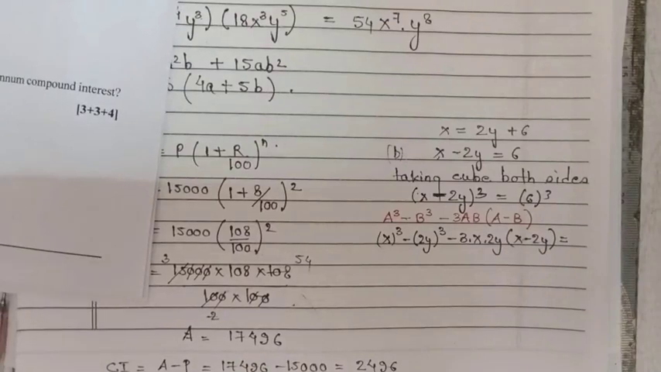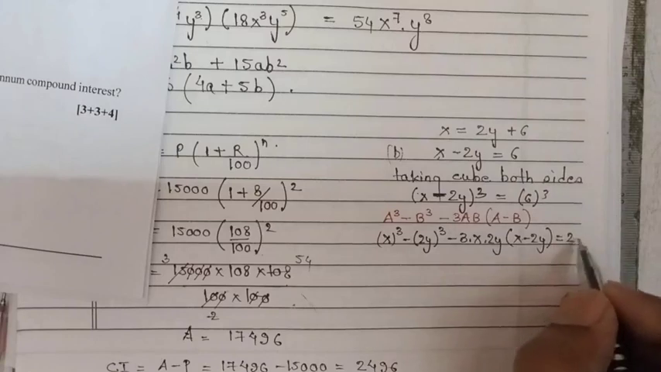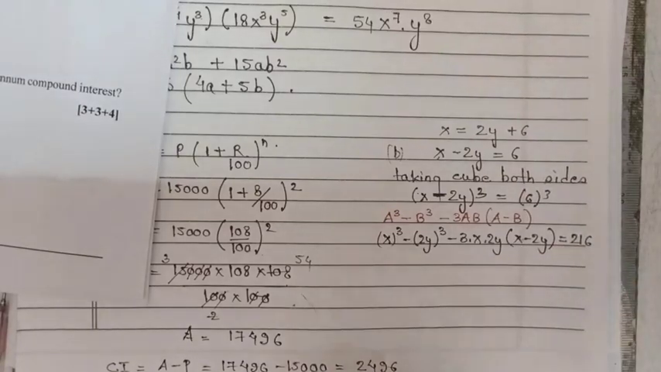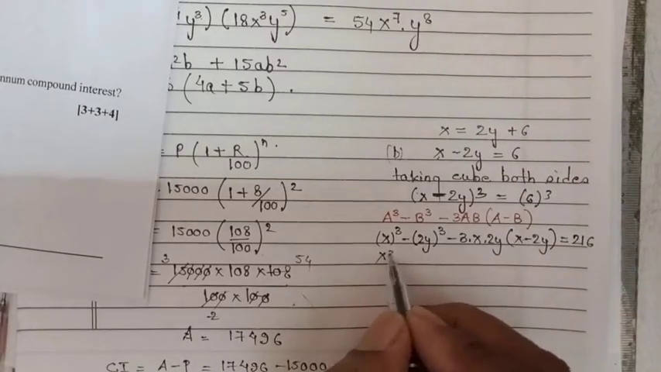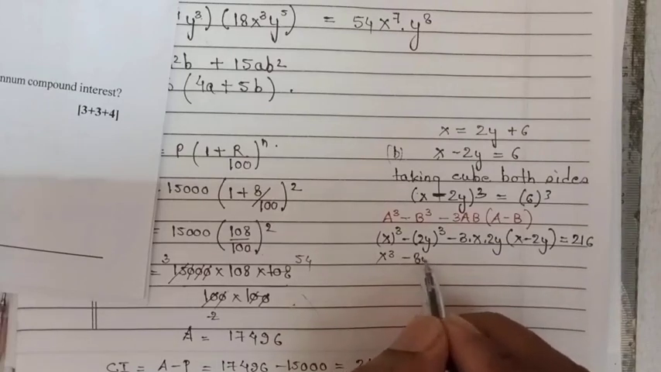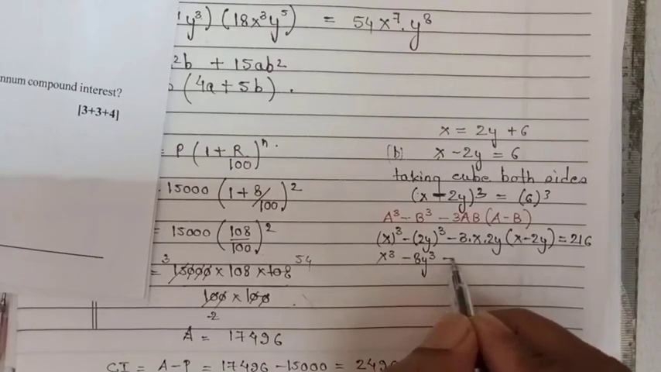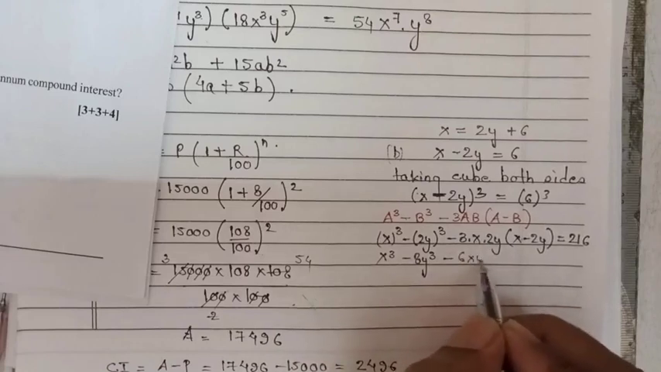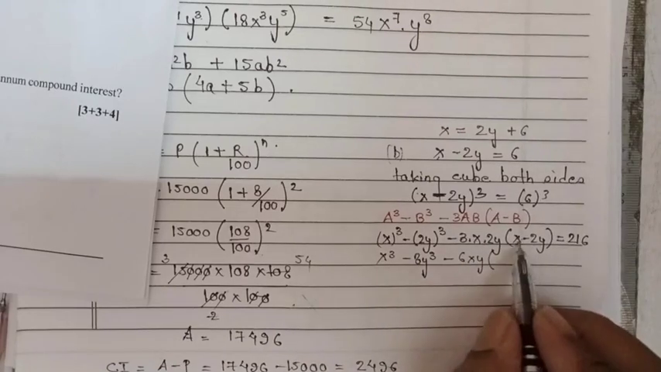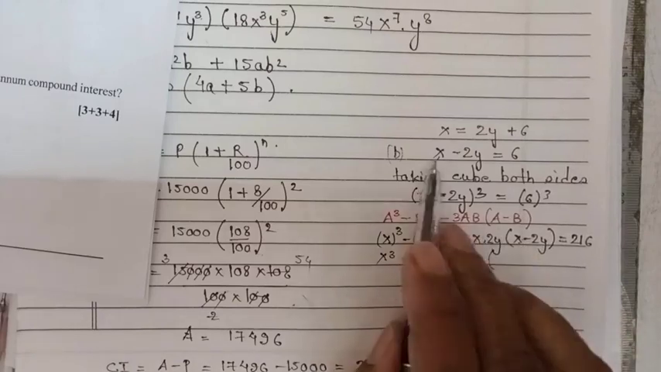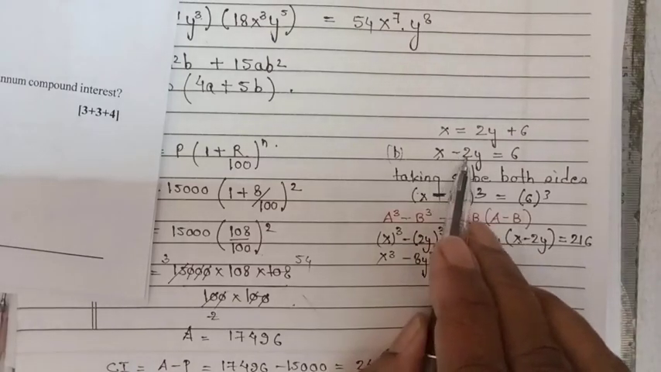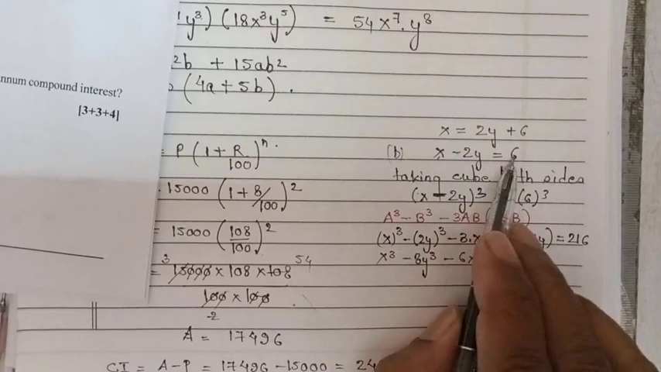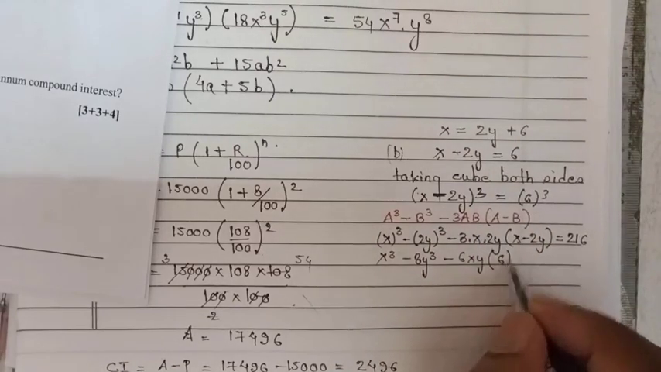On the right side you have to take the cube of 6, so that will give you 216. Now this will give you x cube minus 8y cube. Outside the bracket we are getting 6xy. Now see, within the bracket it is x minus 2y, and you can see x minus 2y is equal to 6. So we can write 6 here.